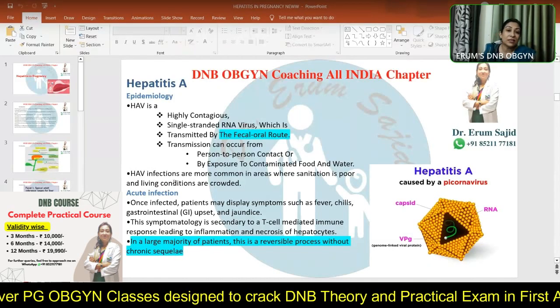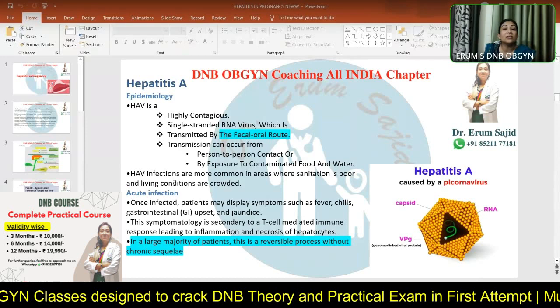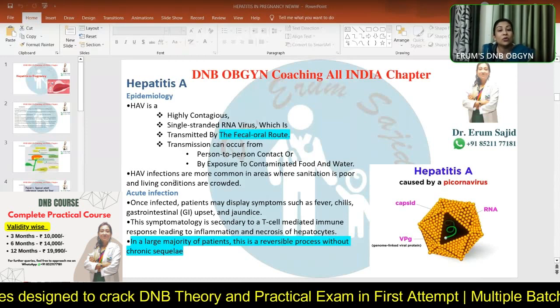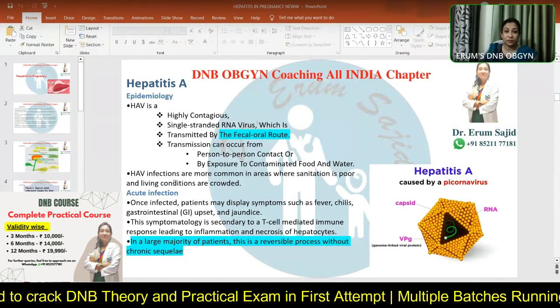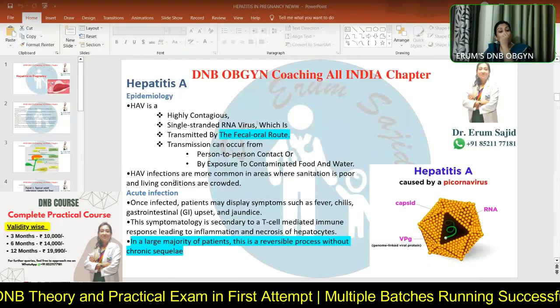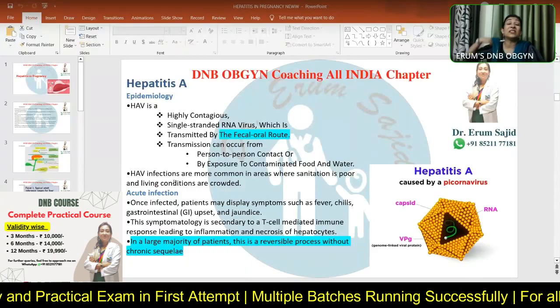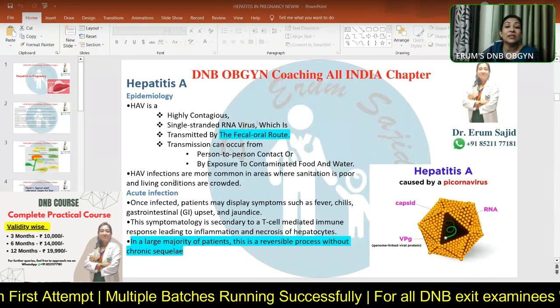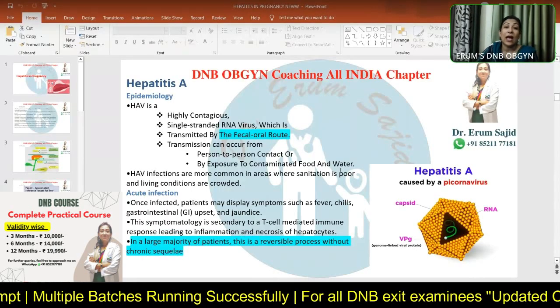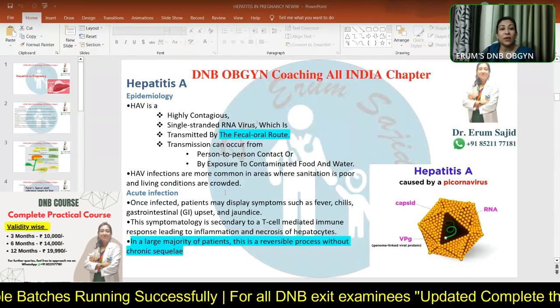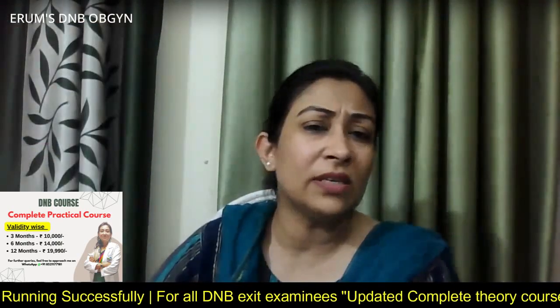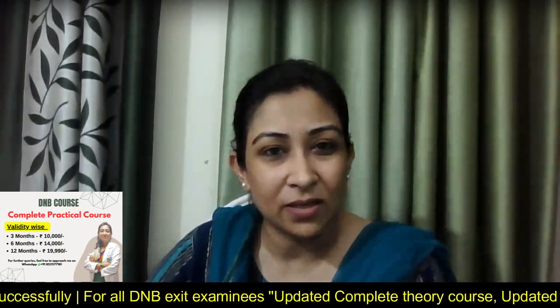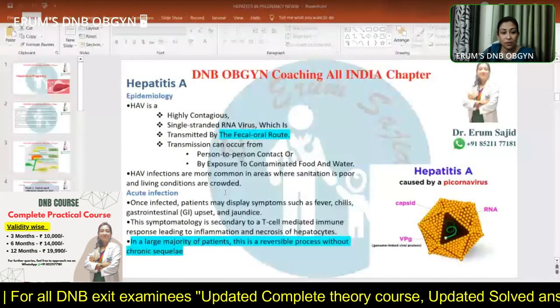And of course, once it gets into one person, then there are person-to-person contacts, vomit, and exposure to contaminated food and water. So the fecal-oral route is very, very common, and it's highly contagious because it spreads by direct contact, especially in areas where sanitation is poor and crowded living conditions are present. So mostly you will see, in unhygienic conditions like slum dwellers, hepatitis A is very, very common.